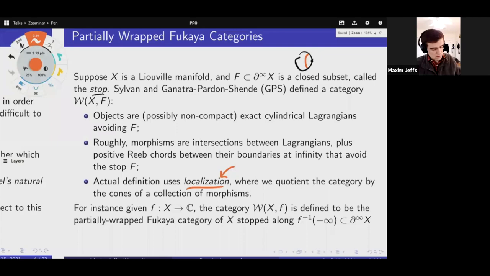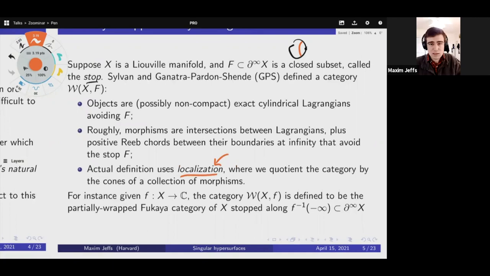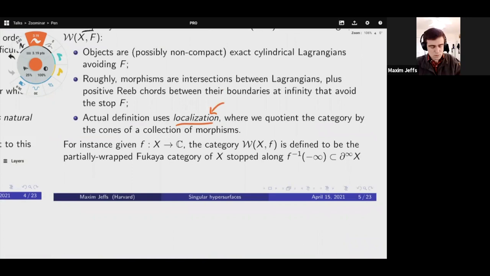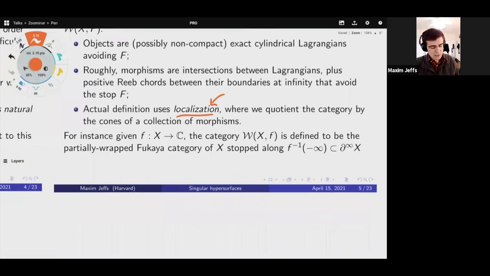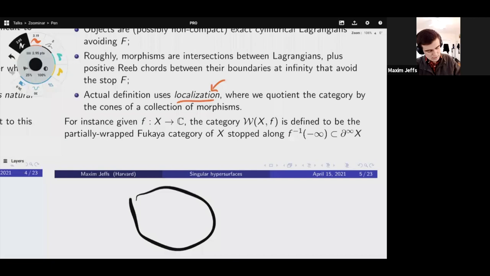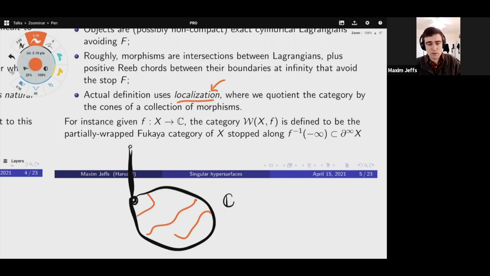A particular case we'll be interested in: given some symplectic fibration over C, we can define what I'm going to write as W of X with respect to F. It's going to be the partially wrapped Fukaya category stopped along the fiber at negative infinity. So if you imagine X lying over C here, I'm going to take this fiber over minus infinity of F, lying over here, and take that to be my stop. And then I can imagine my Lagrangians living over C, but avoiding this fiber at negative infinity. Okay, so that's an overview of partially wrapped Fukaya categories.